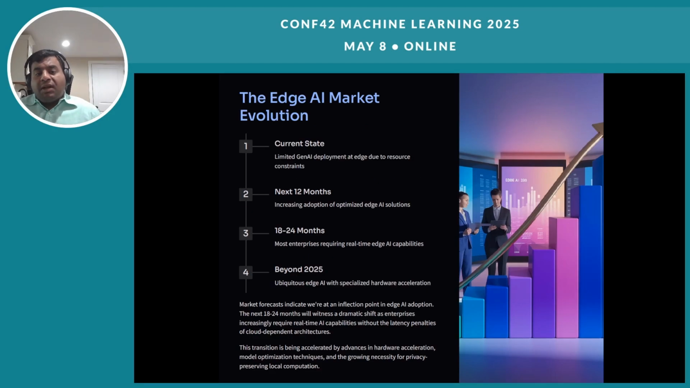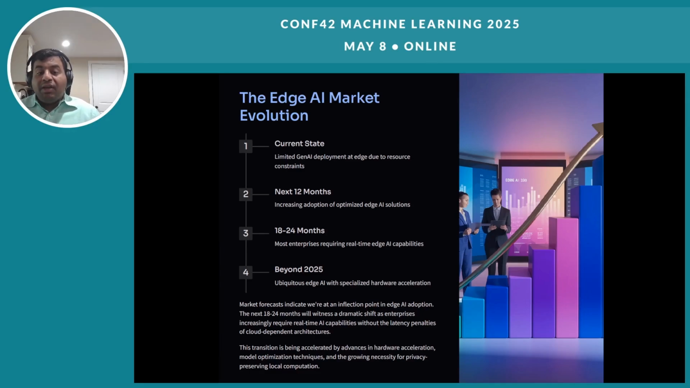The edge AI market evolution. Let's look ahead. We are really at an inflection point. Currently, generative AI at the edge is still limited by those resource constraints that were mentioned. But over the next 12 months, we expect increasing adoption of optimized edge AI solutions. Within 8 to 24 months, the prediction is that most enterprises needing real-time edge capabilities will be actively deploying them.